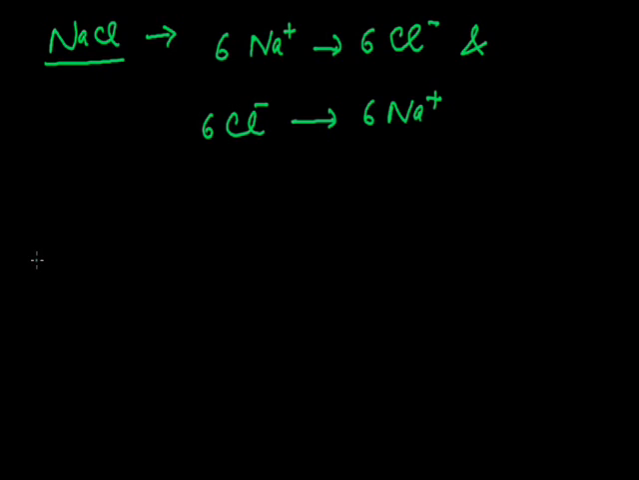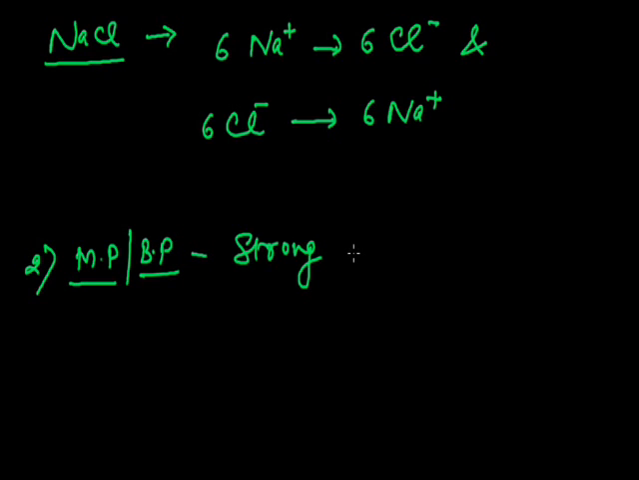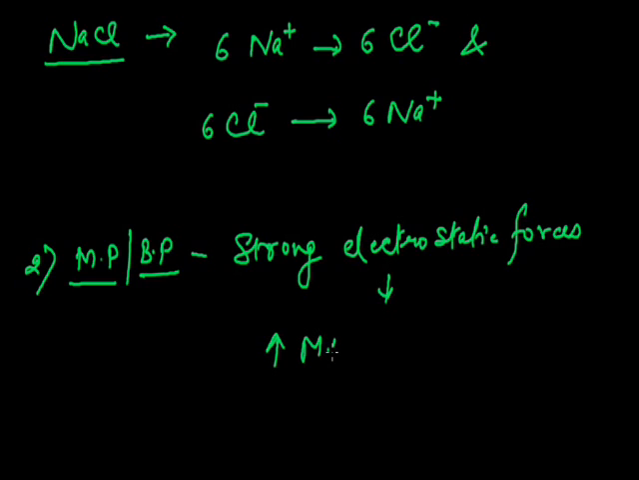Next property we can say is melting point and boiling point. Since the ionic compounds have strong electrostatic forces of attraction, therefore a large amount of energy is required to break the forces of attraction among them. And that is why they possess high melting point and high boiling point.